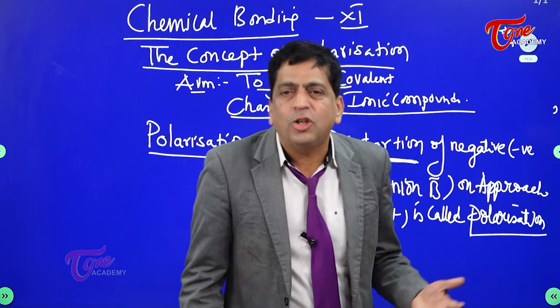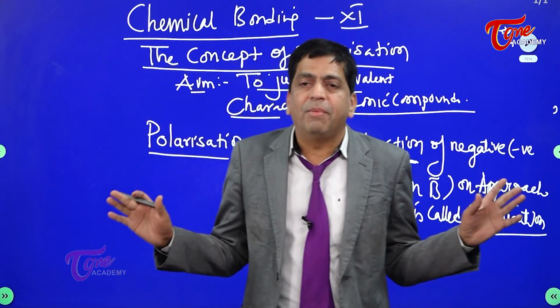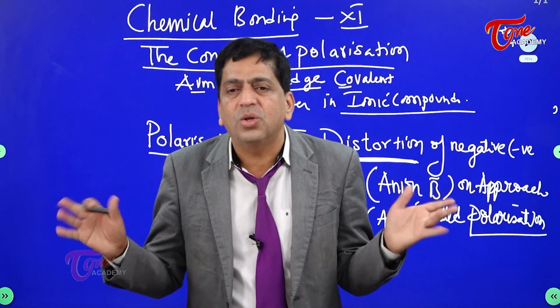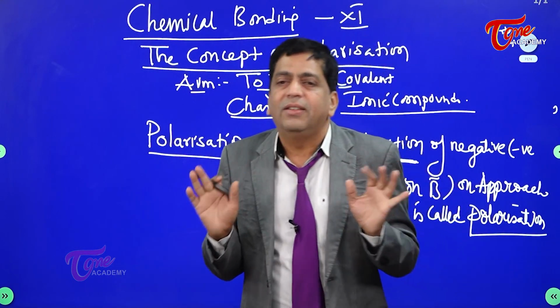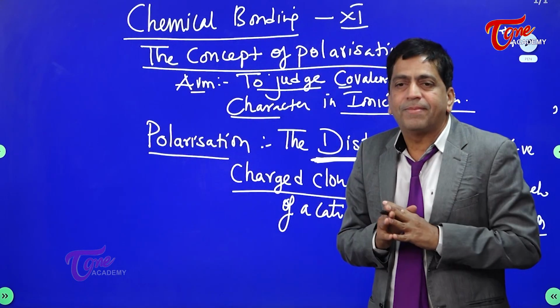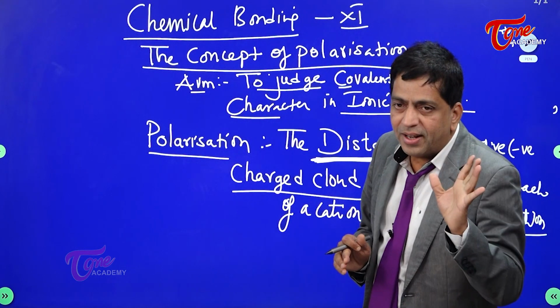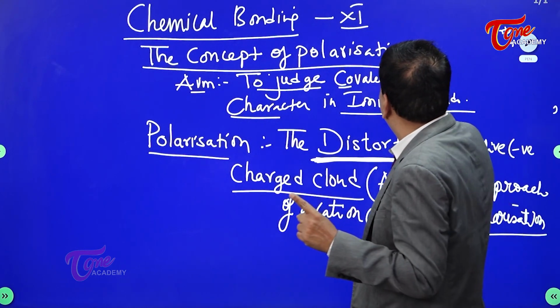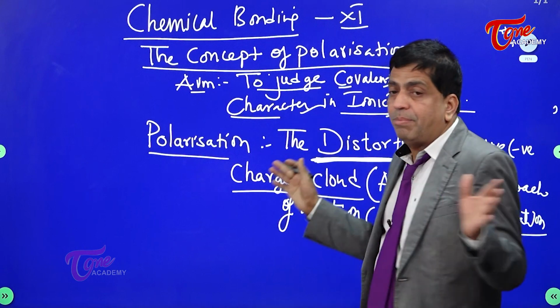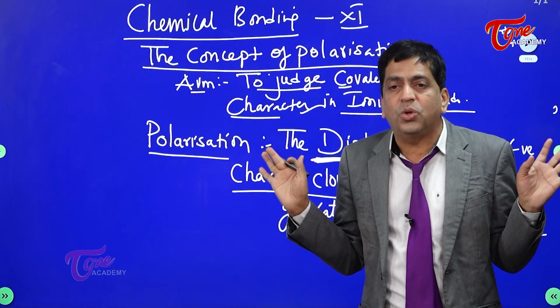Is polarization, you must understand. And remember, don't forget the aim, why we are discussing this. We are discussing the concept of polarization, and the aim you must not forget. The aim is basically to judge some covalent character in ionic compounds. So we are still with ionic compounds only. We have just started it.